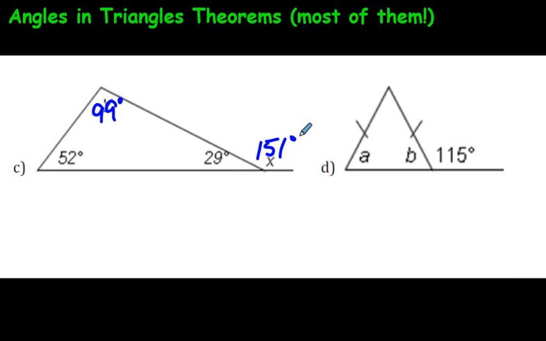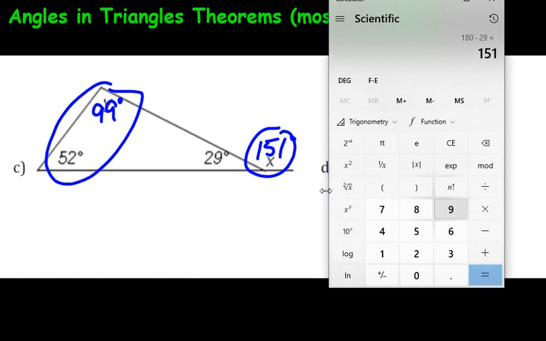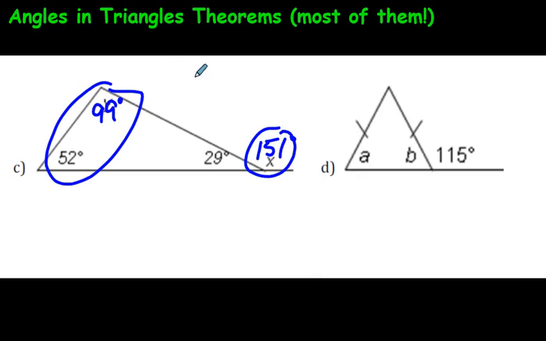And by the way, there was that theorem earlier that said that this angle should be the same as these two angles added up. Well, let's see. What's 99 plus 52? 151. Look at that. These two really are the same. The exterior angle and these two across are identical.